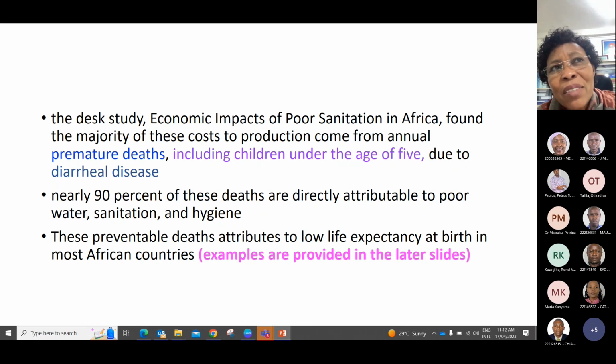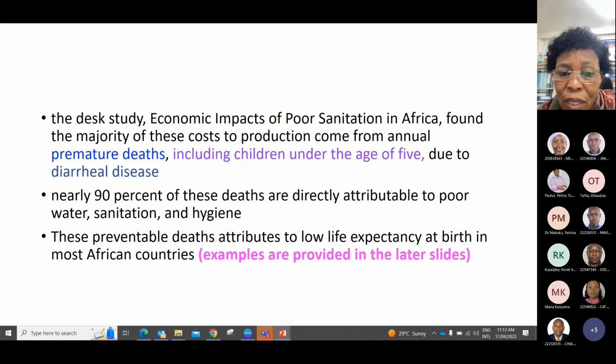One might ask themselves, what does premature death mean? To some people, deaths occur because it was meant to happen. When somebody dies, there are people who believe his or her time to go has come. But there are deaths which could have been avoided, and those are the ones we call premature deaths.